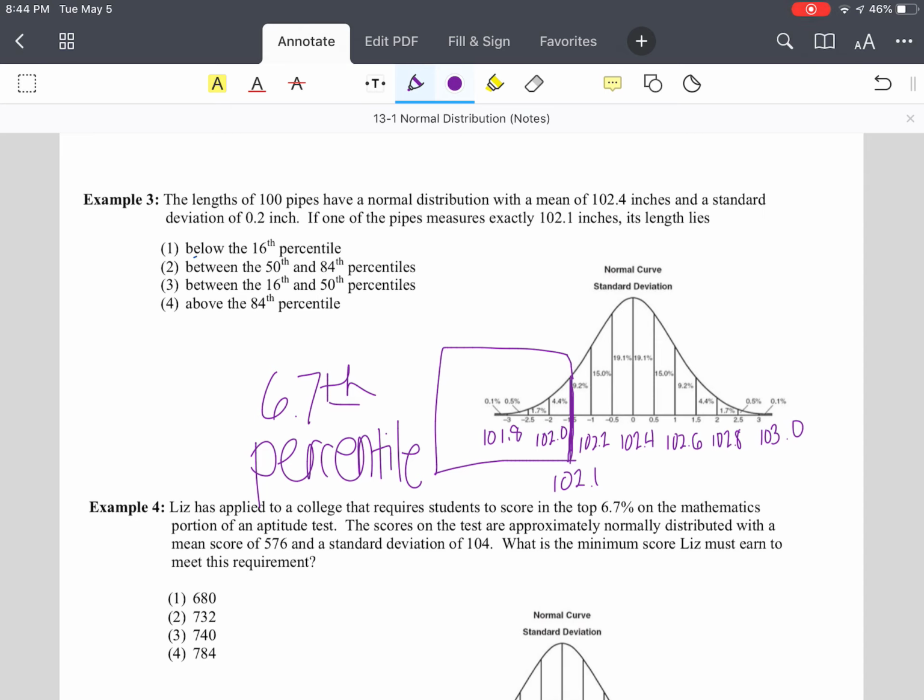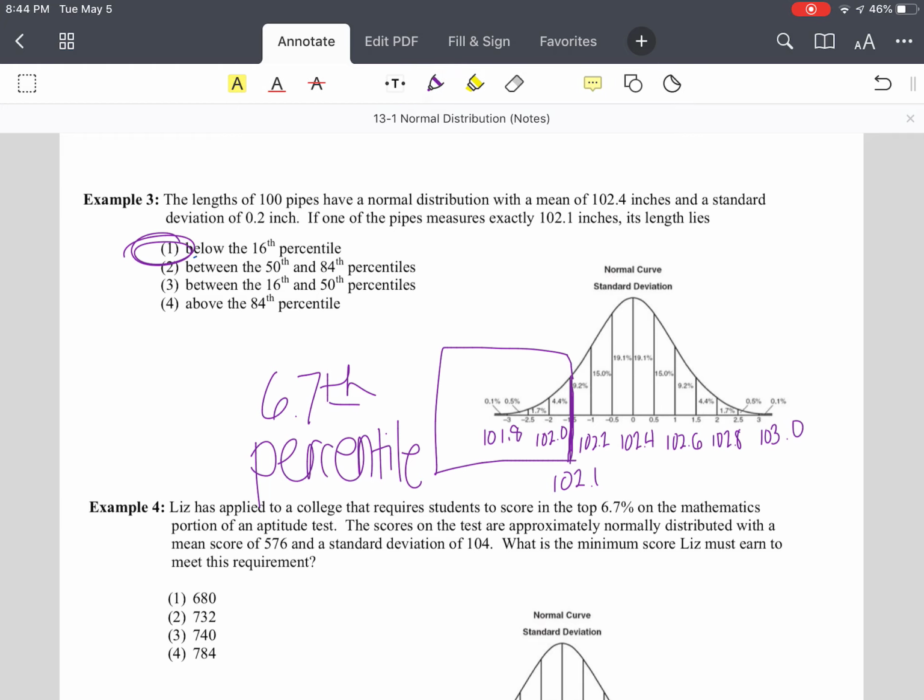So just as a frame of reference, if I did 100 minus 6.7, I get 93.3. 93.3% of the pipes are longer than this. That's not what the question's asking, but just a little extra information. So percentile, 6.7th percentile. Choices are weird, but the choice that's going to work best is number 1, below the 16th percentile. So again, that just means that pipe is pretty short that came off the assembly line. It's only longer than 6.7% of all the pipes that were made.